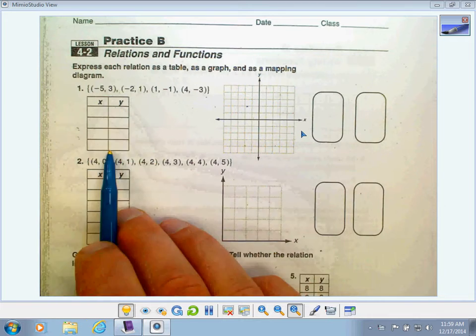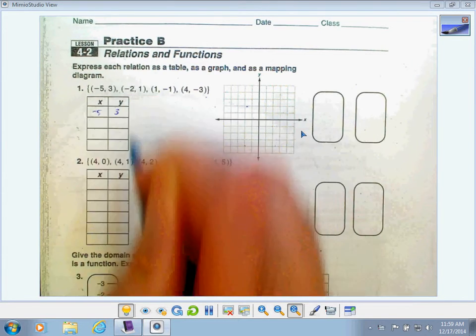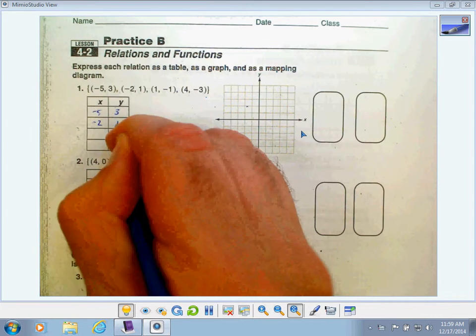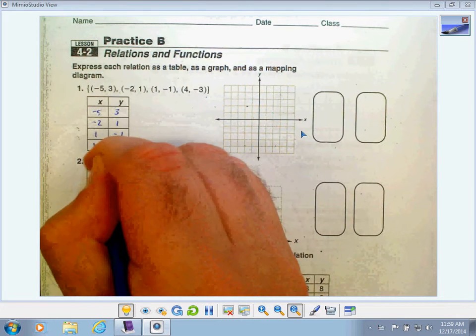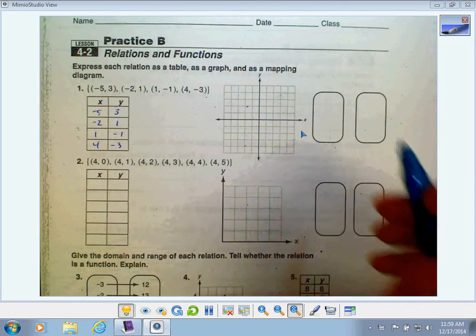So for making a table like this, really you're just recopying the coordinate point in the table, like this. Then the next part of this would be to graph it.